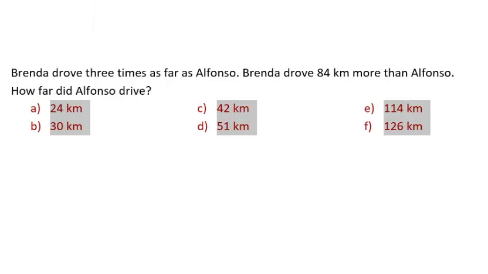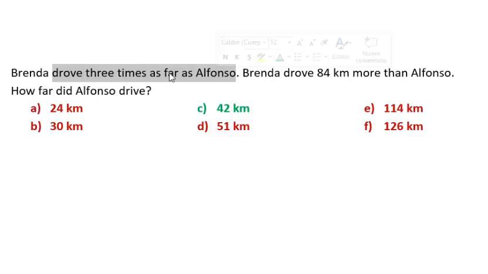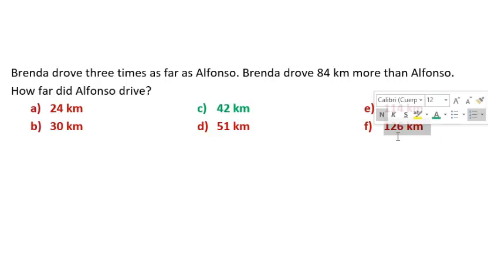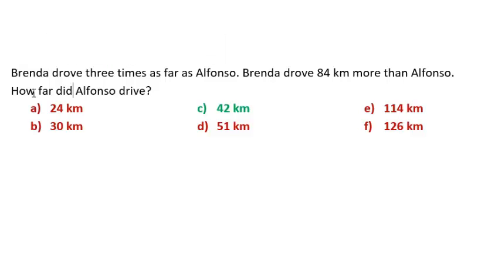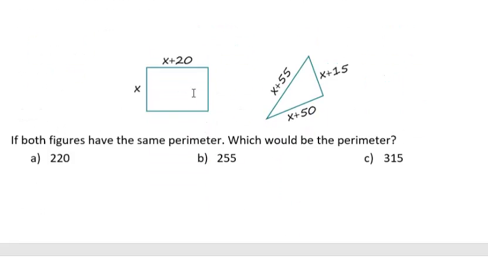All of the rest of the answers will be wrong except for 42. 42 will be correct. That will be the answer for Alfonso. Now, how much did Brenda drive? 3 times as far as Alfonso, so 42 times 3 gives me 126. This 126 would be correct if they were asking me the distance that Brenda drove, but they're asking me the distance that Alfonso drove. Now let's see this other exercise.